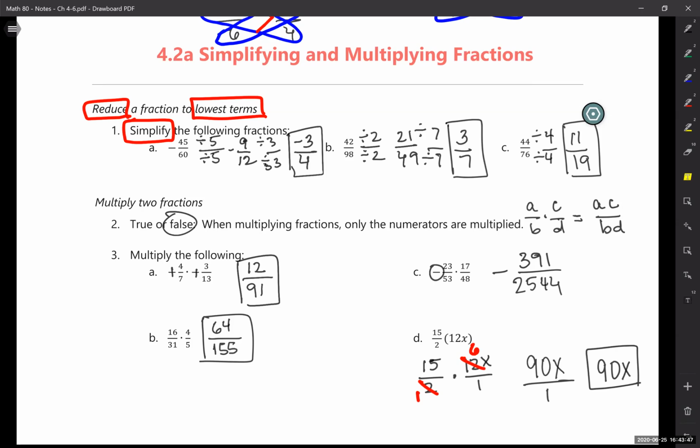And so if I had done it just first, I would have 15 times 12, which is 180, over 2 times 1. And in this particular problem, that wouldn't have been too terrible to reduce because you know the top is even since it ends in a 0. However, it's just always nicer to have the small numbers. So this also reduces to 90x. But now we don't have to worry about it because we reduced it first.